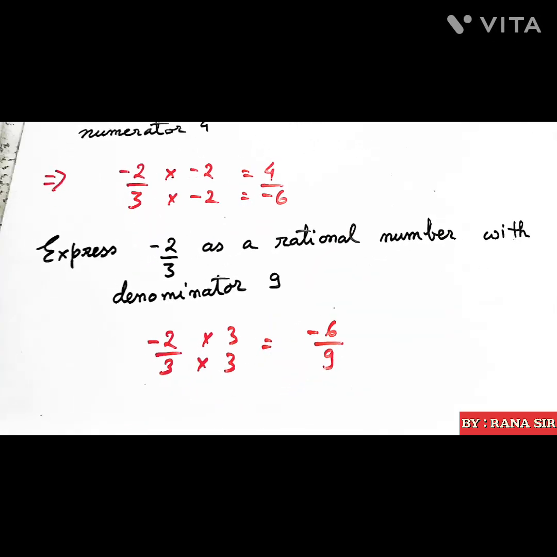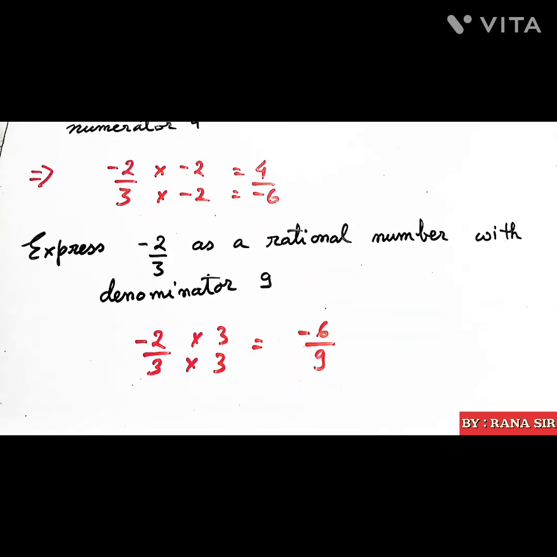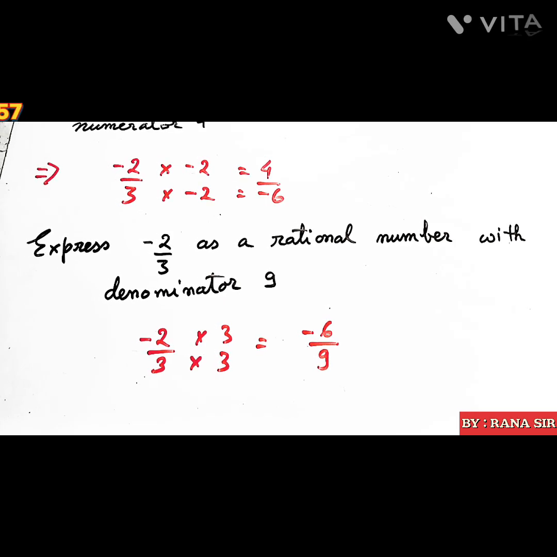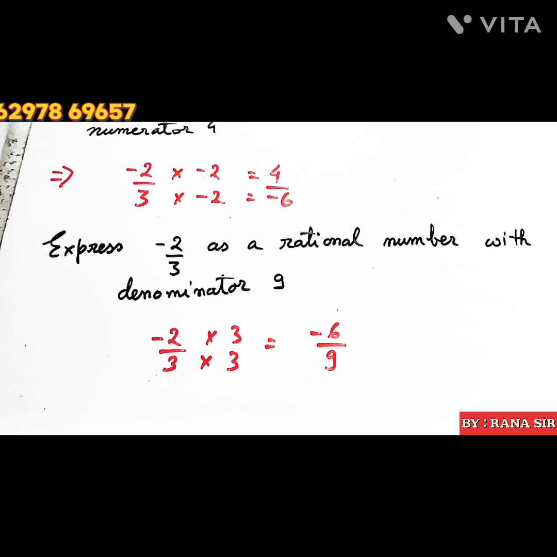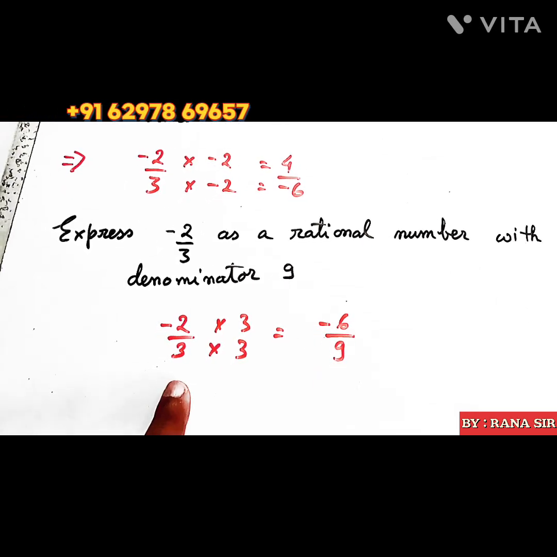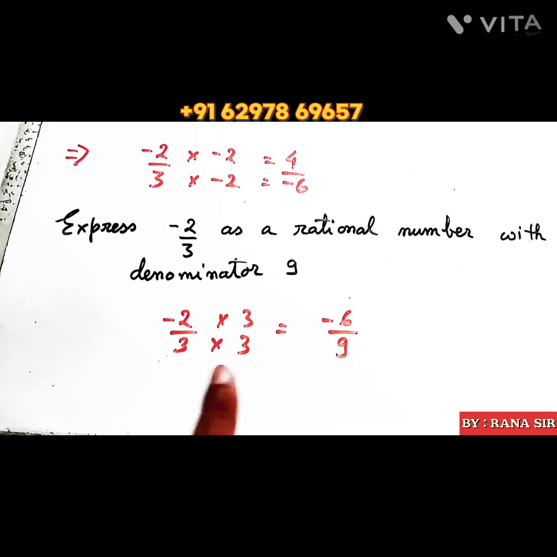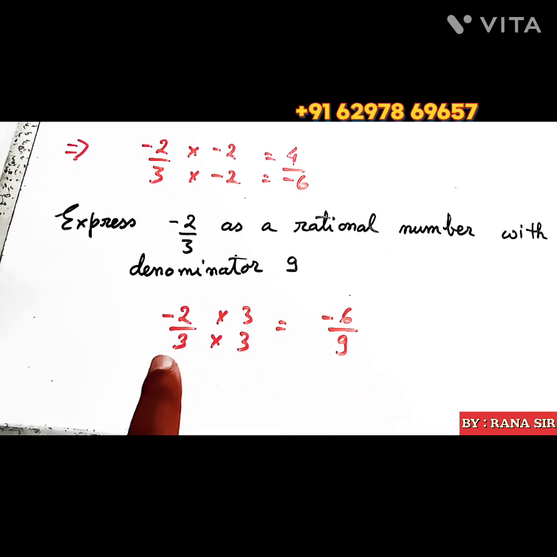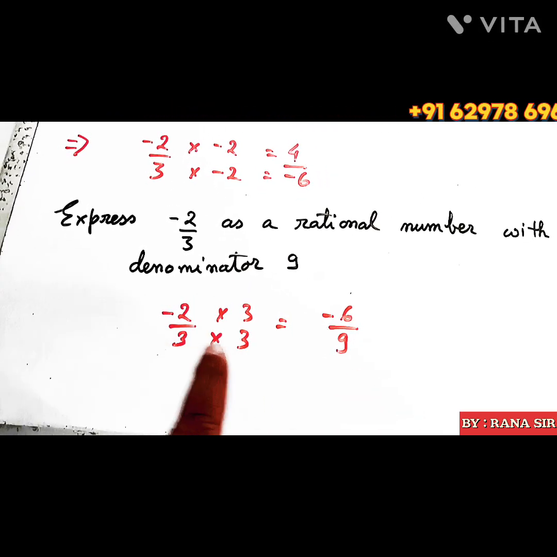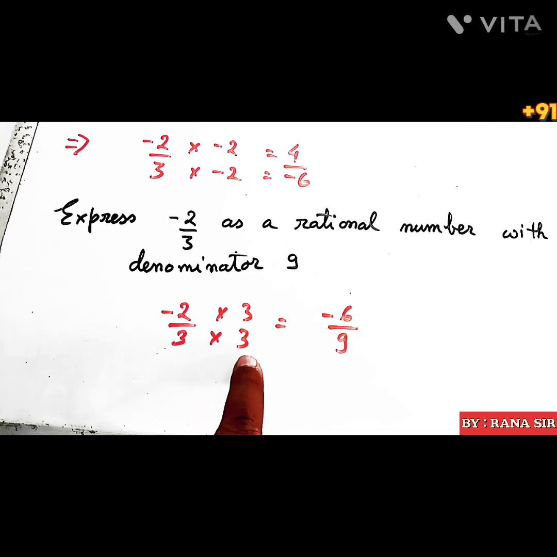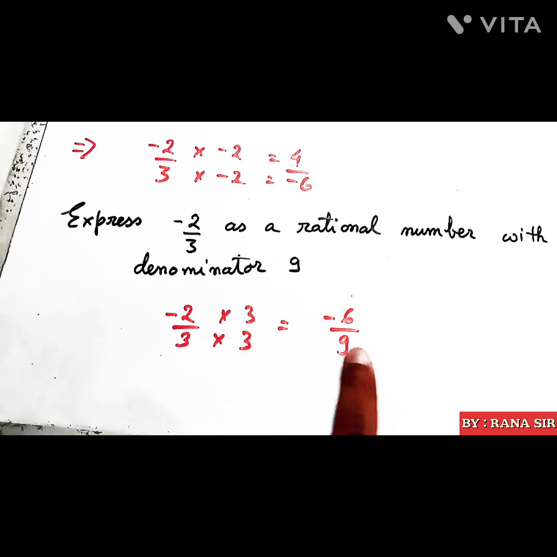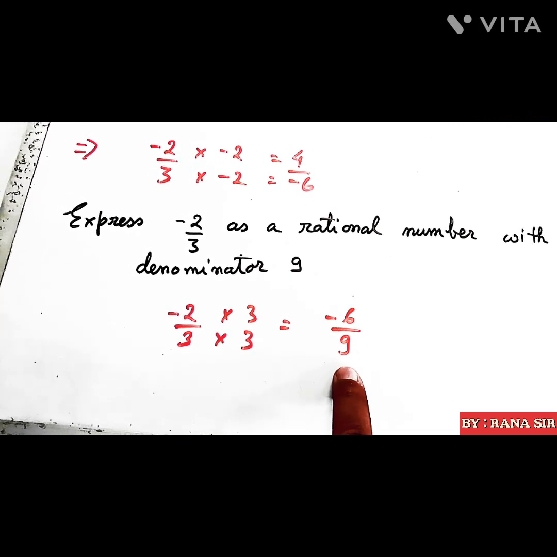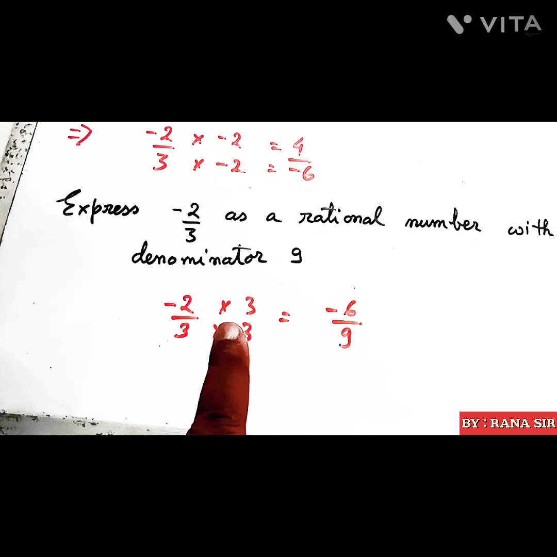Second question: express minus 2 by 3 as a rational number with denominator 9. The rational number is minus 2 by 3. Denominator is 9. 3 into 3 is 9. So what I have done, I have multiplied the denominator with 3 to get the new denominator 9. So make the rational number equivalent.